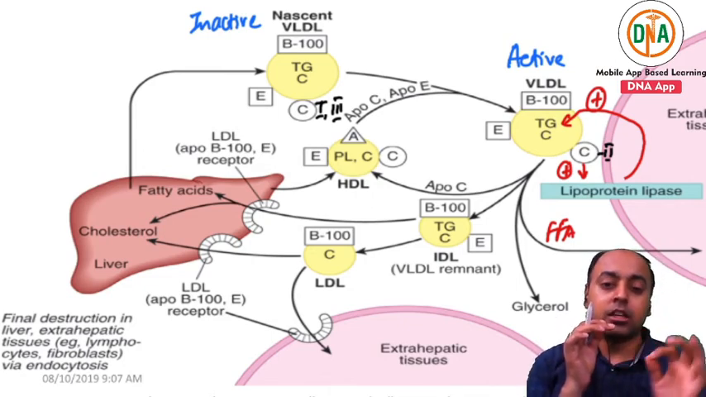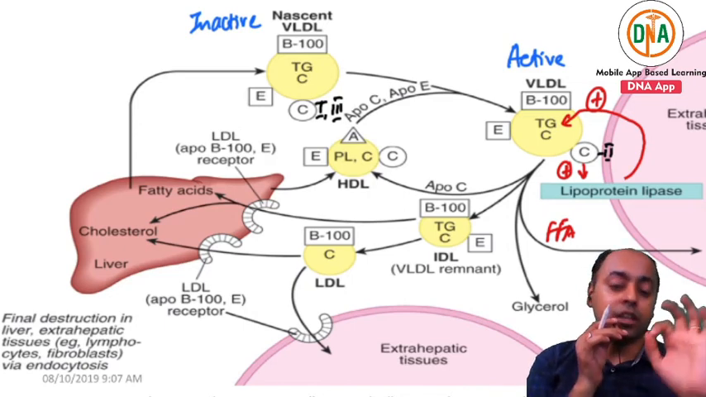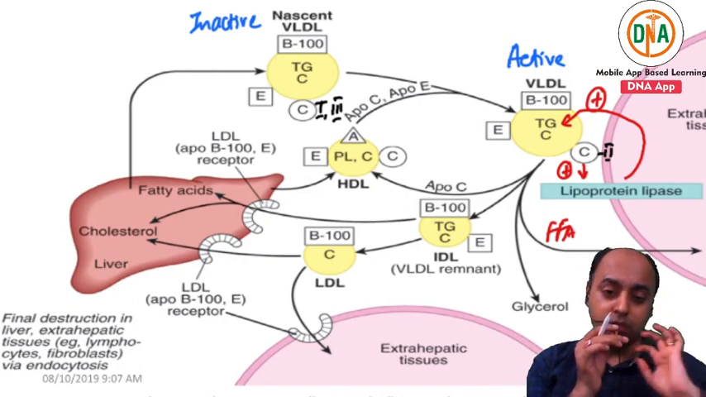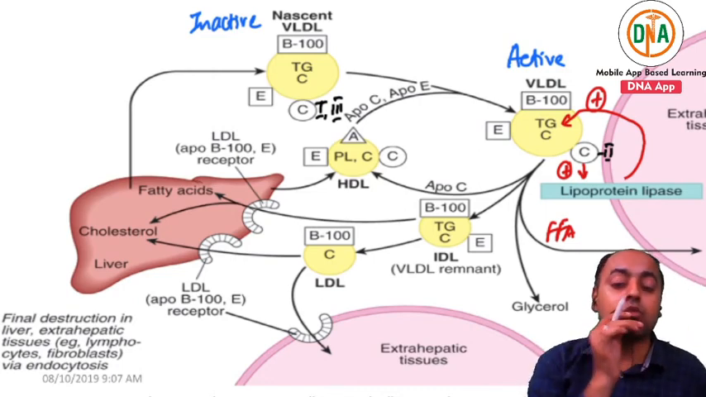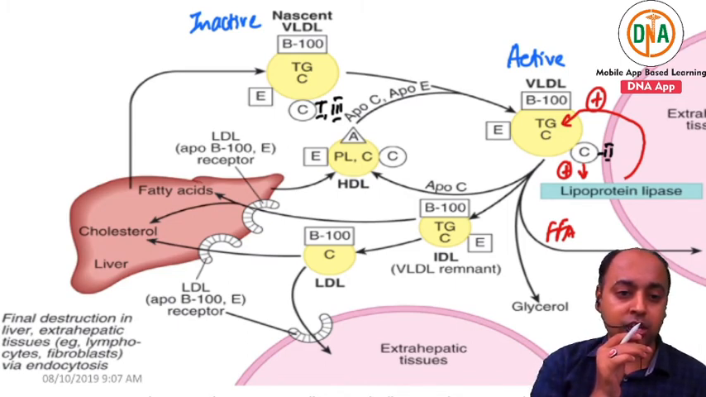Remember, the chylomicron will transport exogenous triacylglycerol. VLDL will transport endogenous triacylglycerol. LDL will transport endogenous cholesterol synthesized by the liver to the extrahepatic tissue. All right.